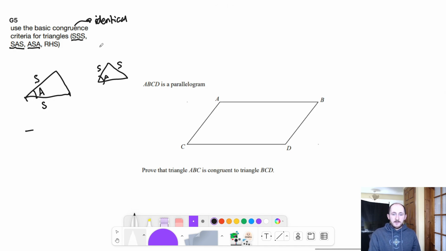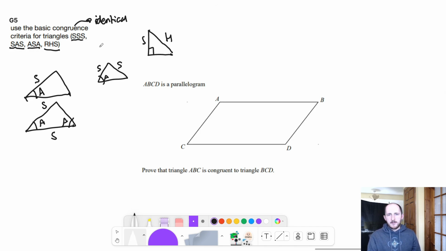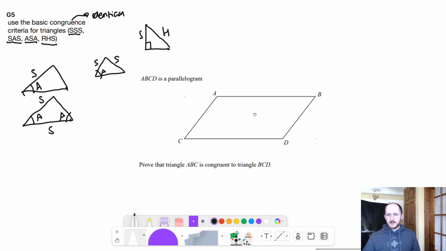ASA, again in the same vein: if I have a triangle and I have the side and both angles touching the side that are the same, then they are congruent. And lastly, RHS means if you have a right angled triangle and the hypotenuse and one other side are the same, then you have congruent triangles. Again, I have done a bunch of these questions in our live lessons.